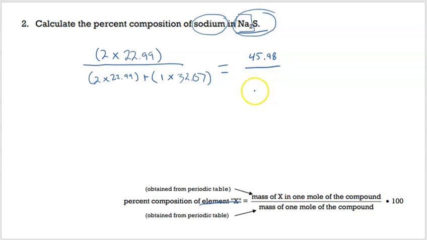All right, and so when we simplify that expression down, we should get 2 times 22.99 is 45.98, over a combined mass of 78.04, right? And then we'll multiply that by 100, or move the decimal 2 places to the right, and we should get 58.92% sodium.